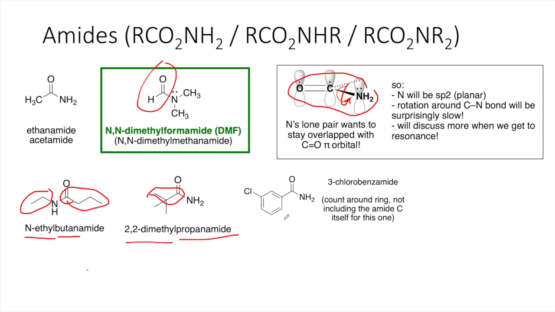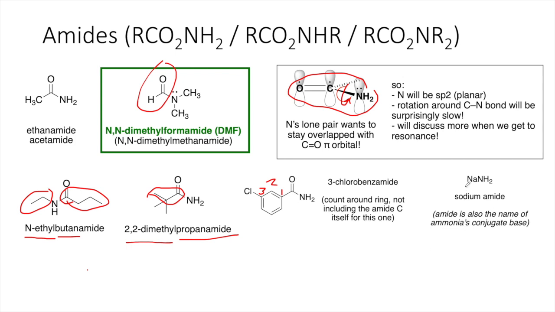If we have ring compounds, so this is benzamide. It's a benzoic acid derivative. And usually, in this case, we would count around the ring. So we'd count this carbon as carbon 1, and then carbon 2, carbon 3. So this would be 3-chlorobenzamide. Again, this is one of the only cases in which we're not counting the carbonyl carbon as carbon 1.